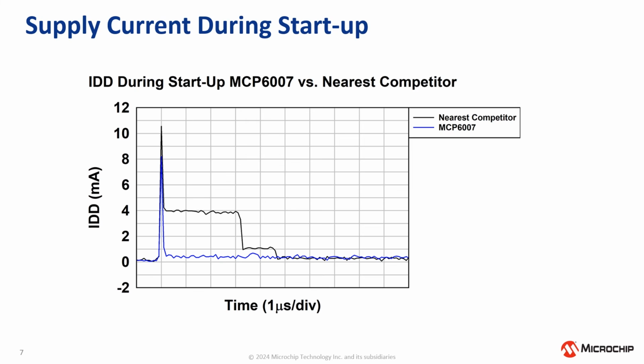We also compared the inrush current of the MCP6006, 7, and 9 family versus competition. You can see that it also consumes very little inrush current during the startup, and it is nearly 40 times lower than the nearest competition.